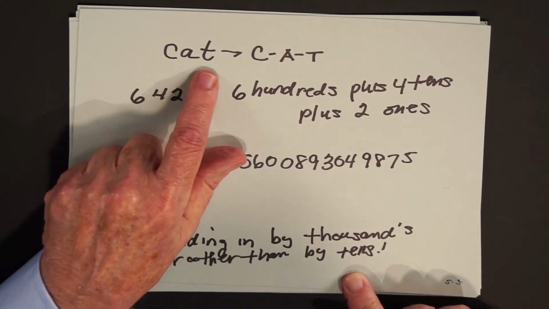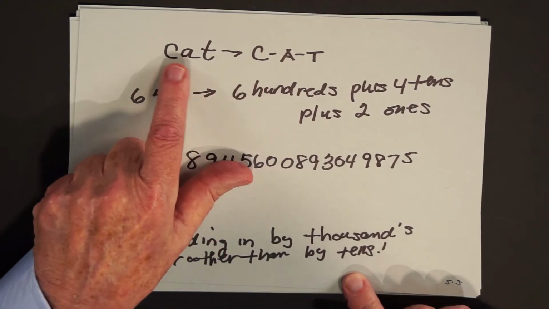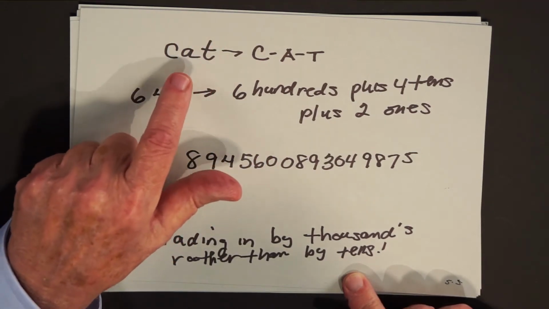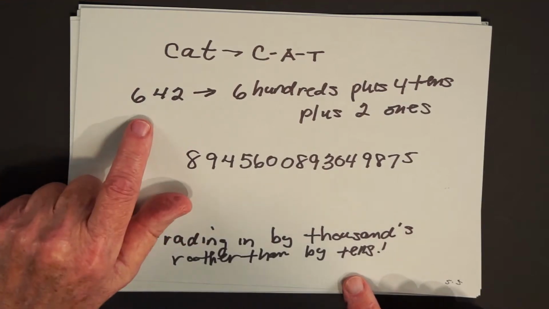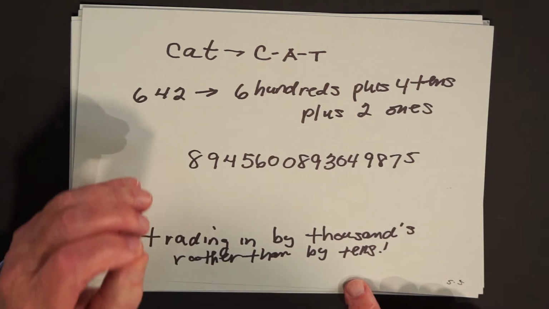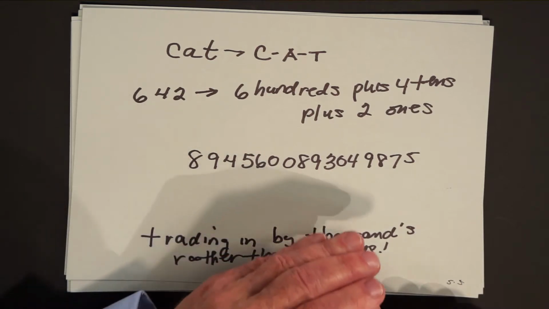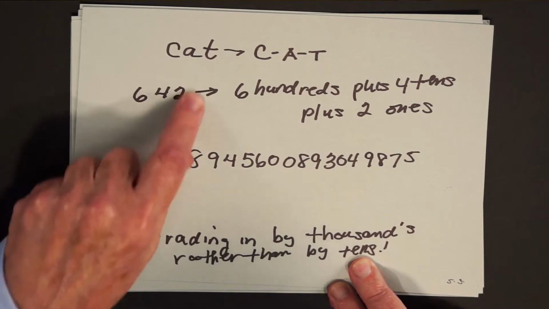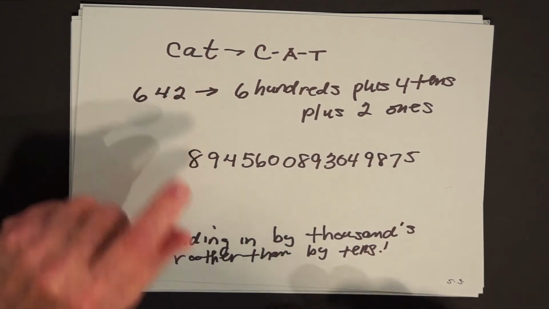What happens is after a while, you don't look at the C, the A, and the T. You recognize the word right away. Not only do you recognize it, but the chances are your mind conjures up a picture of a cat while you look at that word. So the same thing happens with, say, 642. You don't say I have 6 hundreds plus 4 tens plus 2 ones. It's pretty easy to recognize combinations of up to 3 digits, okay?